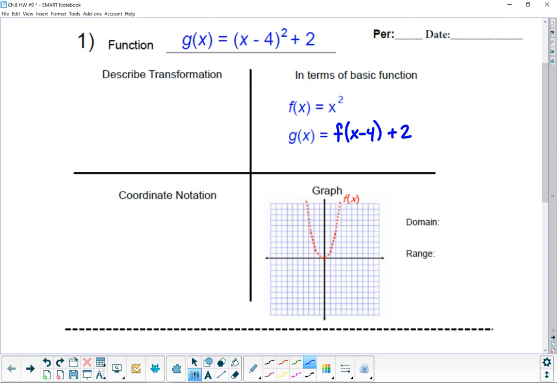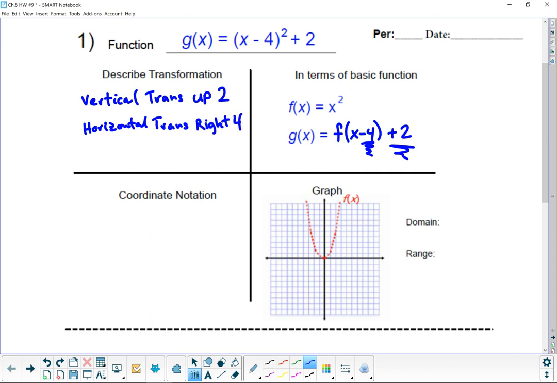Describe the transformation. Outside, the plus 2 is going to be a vertical translation of up 2. And inside with the x, that's going to be a horizontal translation of right 4. Remember, inside is always going to be opposite. So inside with the x, the translation of the x is going to be opposite.